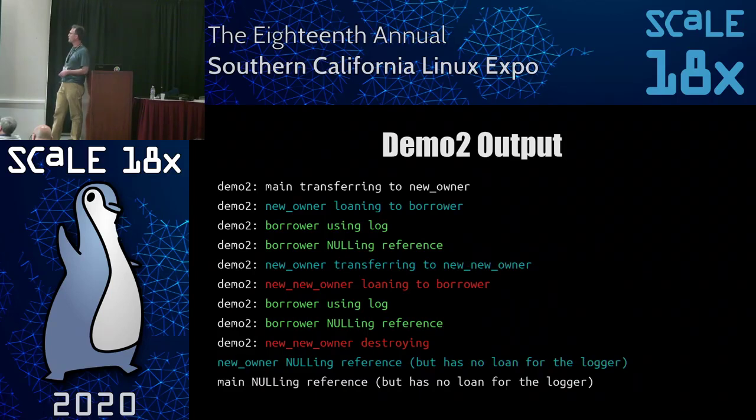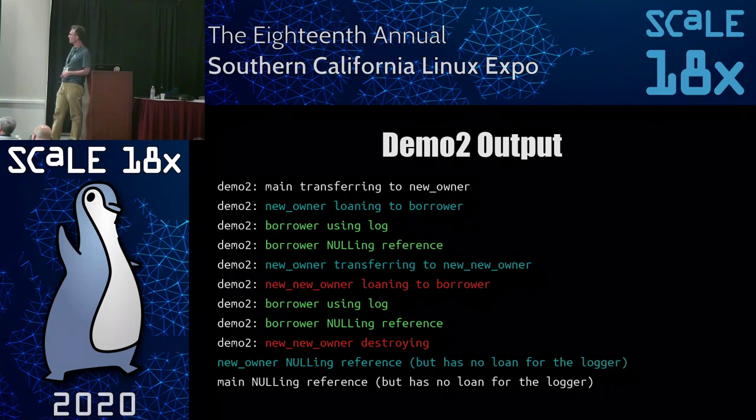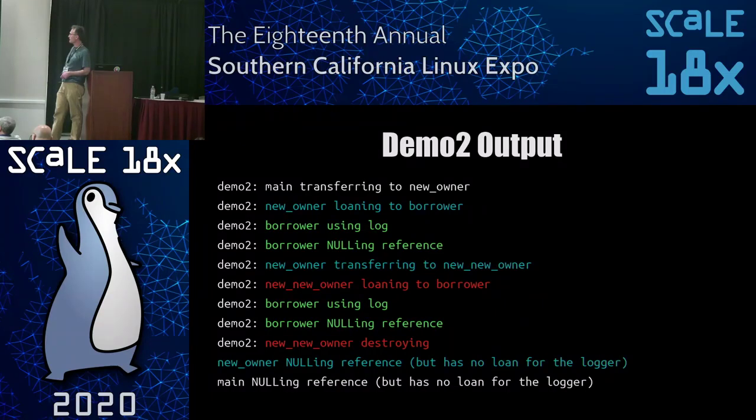Okay, now we're back in new owner, who still owns the pointer because he just loaned it. Now he's going to transfer it to new owner, who's in red. He's going to loan it again. Same borrower borrows it, does the same thing. Now we're back to new owner. He fulfills his contract by destroying it.